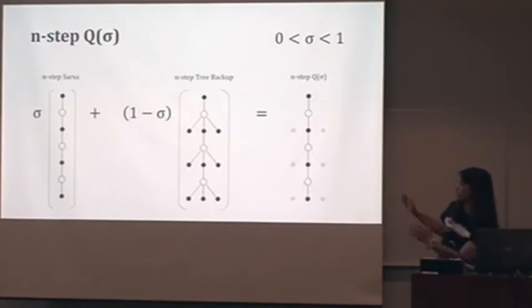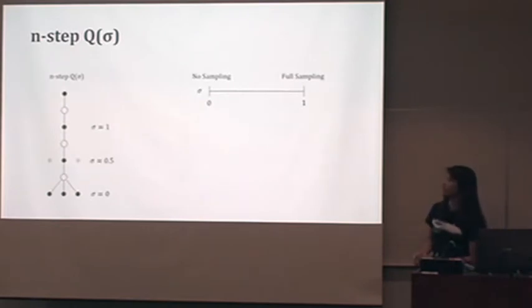But this visualization kind of implies that sigma is constant, but it does not need to be. As shown in this diagram, in the first step, sigma is 1, you just sample your action from your policy. In the next step, sigma is 0.5, where you use a mixture of sampling and taking an expectation. And in the last step, sigma equals 0, where you just take an expectation. It doesn't matter what action you sample from your policy.